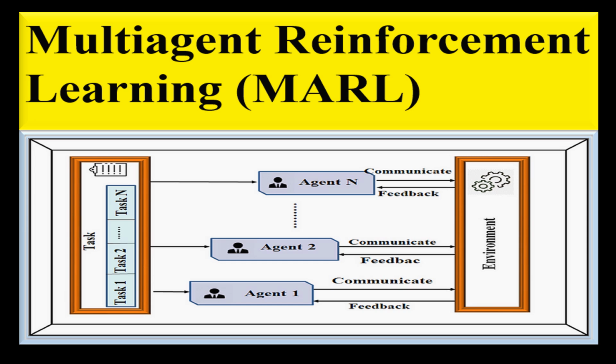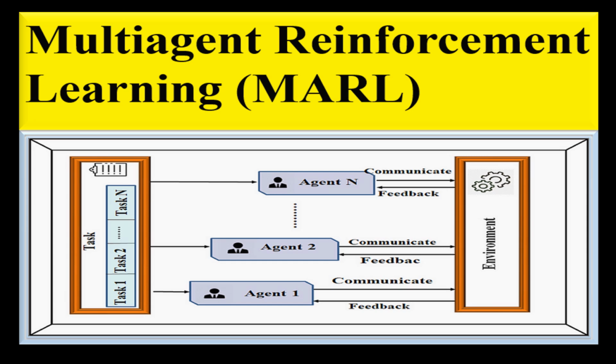So, in multi-agent reinforcement learning, the interactions between the agents and the environment are more complex than in single-agent reinforcement learning. Here, the agents must learn not only how to behave optimally, but also how to coordinate their actions effectively. And to address this complexity, multi-agent reinforcement learning algorithms typically use techniques such as communication, negotiation, and coordination mechanisms. Now, these mechanisms enable the agents to share information, coordinate their actions, and adapt their strategies to the changing environment.